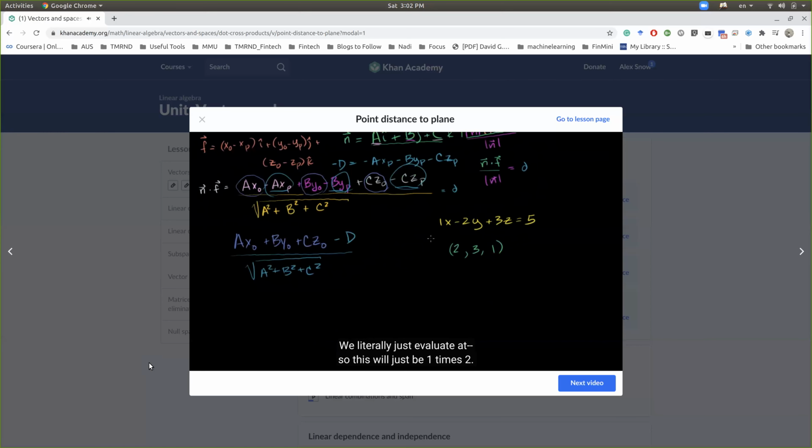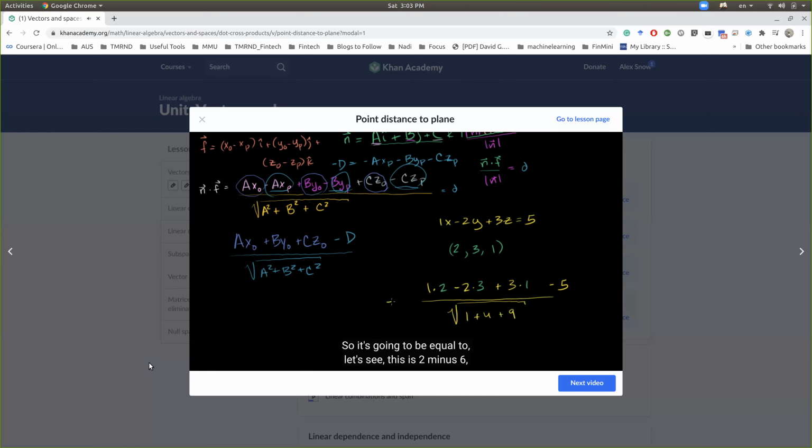We literally just evaluate it at the point, so this will just be 1 times 2 minus 2 times 3 plus 3 times 1, minus 5, kind of bringing it over to the left-hand side, all of that over the square root of 1 squared, which is 1, plus negative 2 squared, which is 4, plus 3 squared, which is 9.